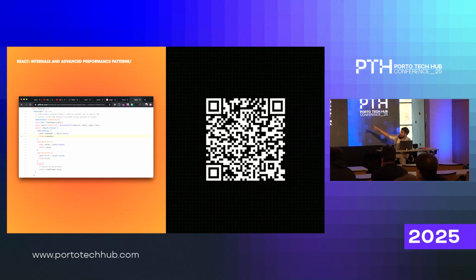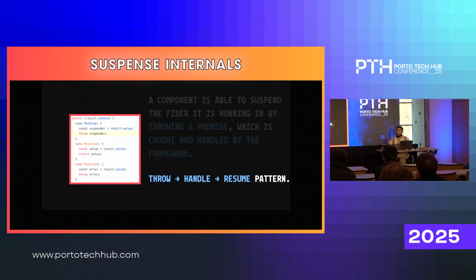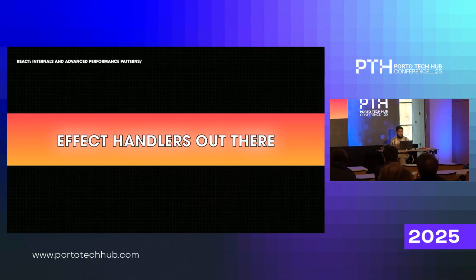You can even find it in the original drafts of the React cache package, which is also part of, or used to be part of, the React repo. The way Suspense works internally is that components suspend the fiber. This is why it's important to have metadata about things. A component suspends the fiber it is running in by throwing a promise, and this promise is caught and handled by React. So again, it's the same throw, handle, resume pattern, but in a language where this pattern is just not implemented out of the box.